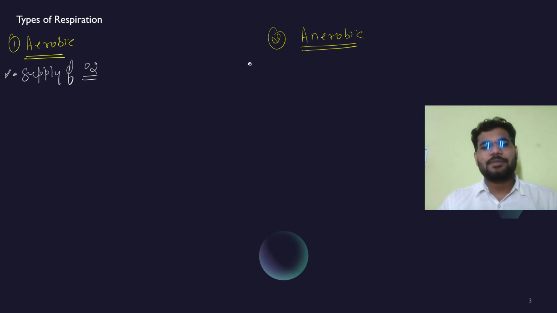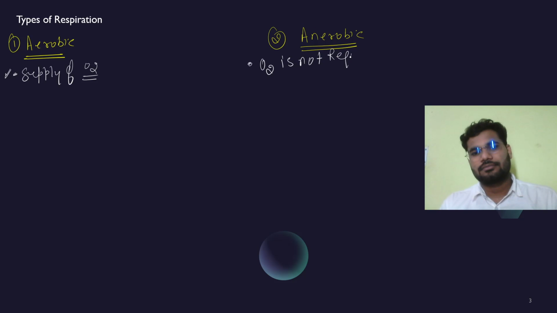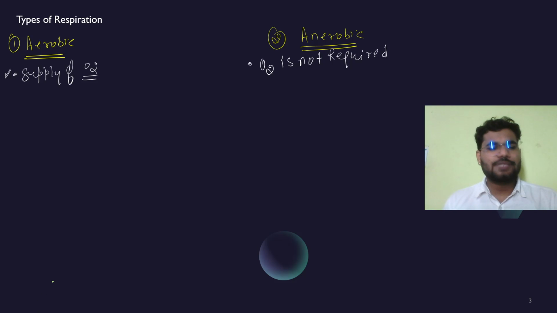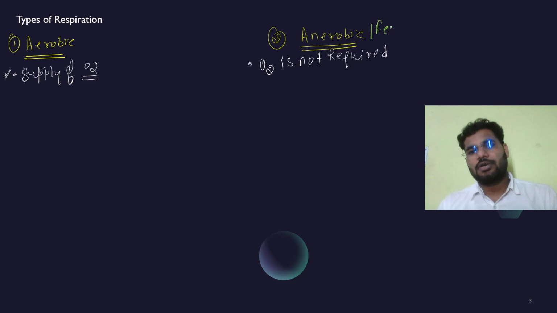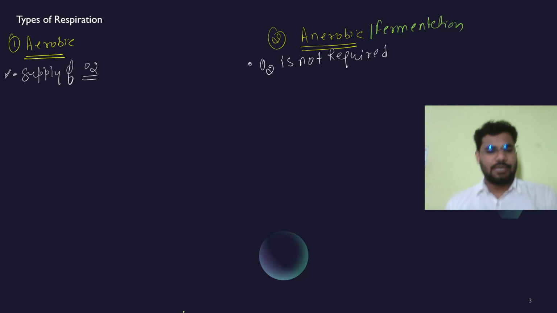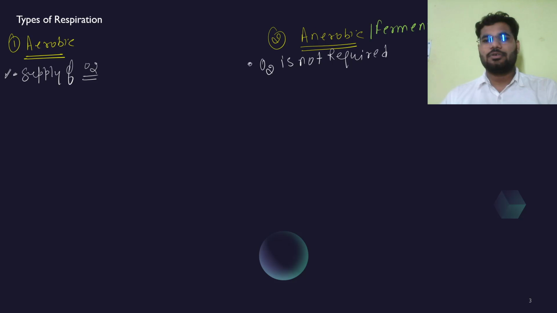In anaerobic respiration, we do not require oxygen. Usually, anaerobic respiration is also known as fermentation, so we can also call it fermentation. Now let me place myself above, because I will not use this space now. So in fermentation, O2 is not required.